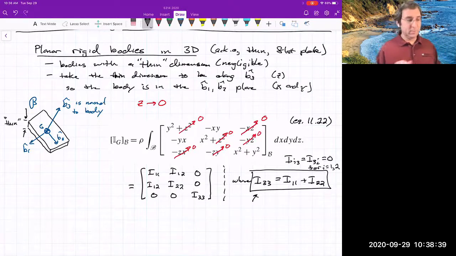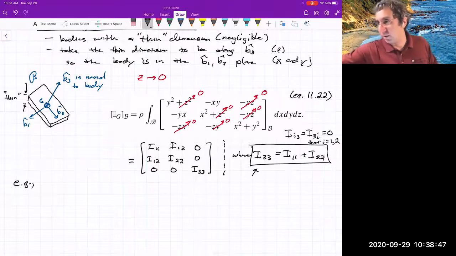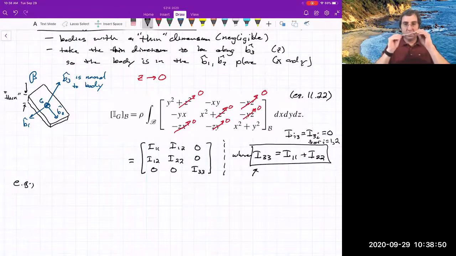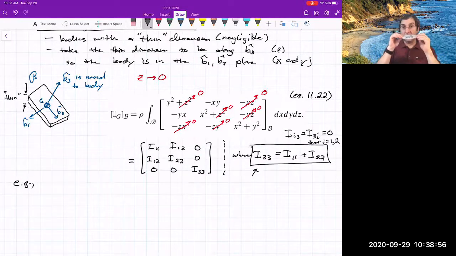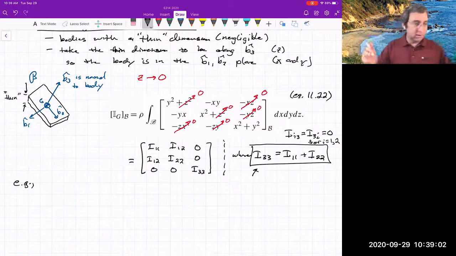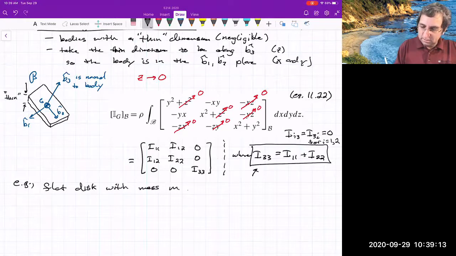So you can assume this if you've got some kind of body. So for example, a flat plate like this coaster. This coaster is thin. It's got a thin dimension. So I'll say, well, it's so thin, it's basically negligible. It's not going to contribute anything to that dimension. So this is a flat disk. It's got a mass m, a radius r. So here's a flat disk.